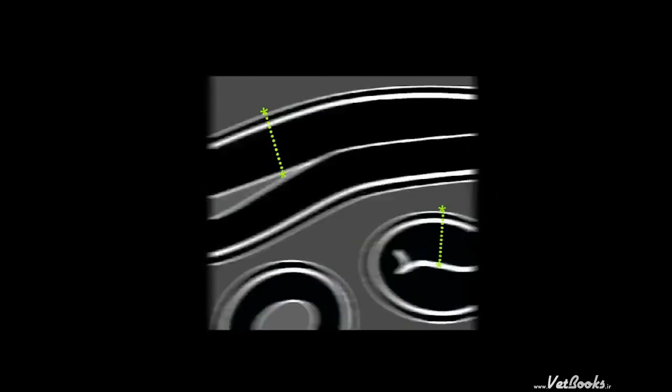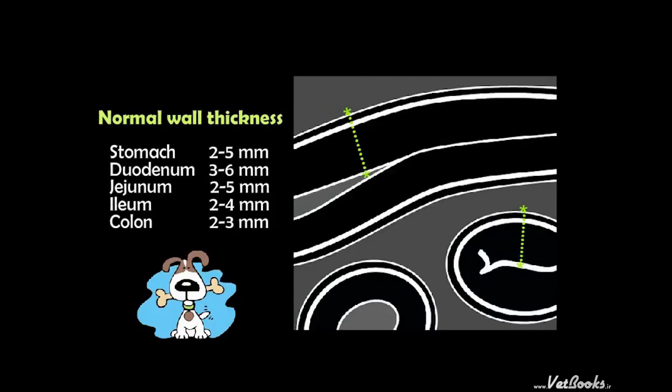To measure the walls, the first cursor is placed on the external surface of the serosa and the second on the inner surface of the mucosa. Wall thickness will vary as you move through the different GI segments. In dogs, the duodenum is the thickest, whereas the colon is the thinnest. The different thicknesses will generally be proportional to the size of the dog.